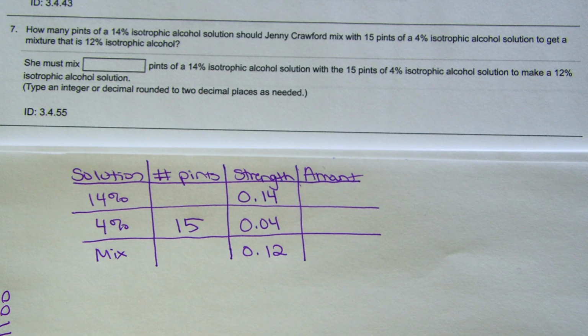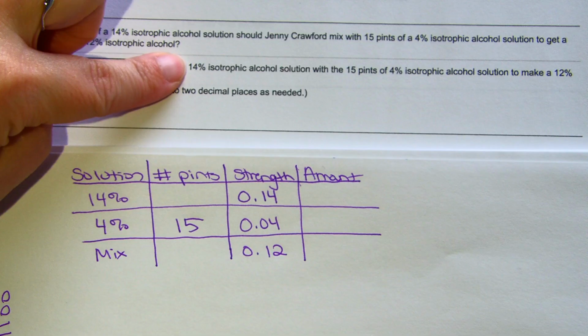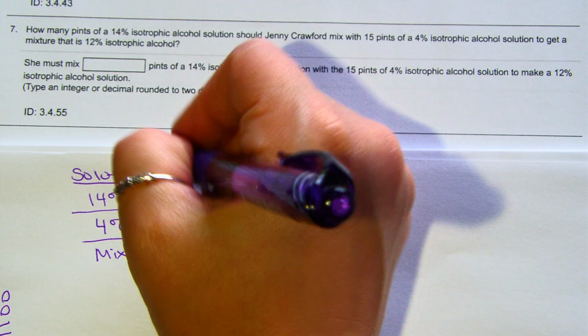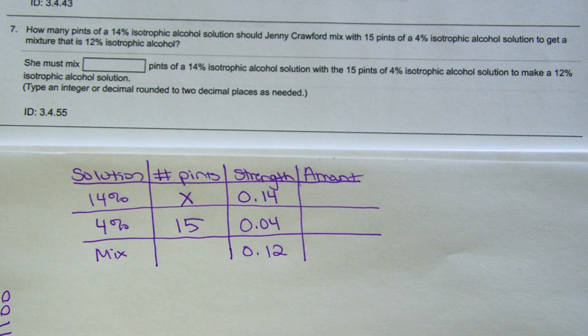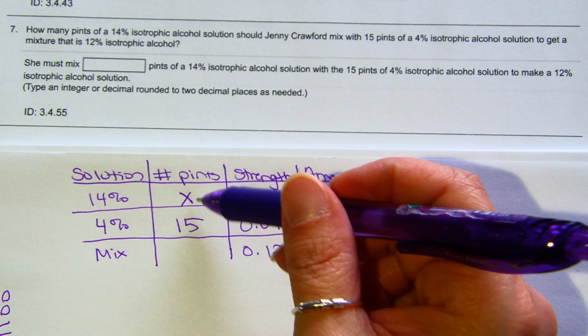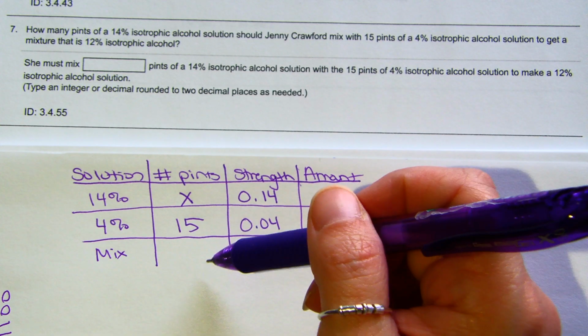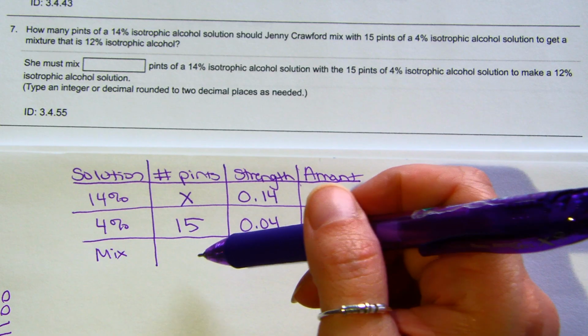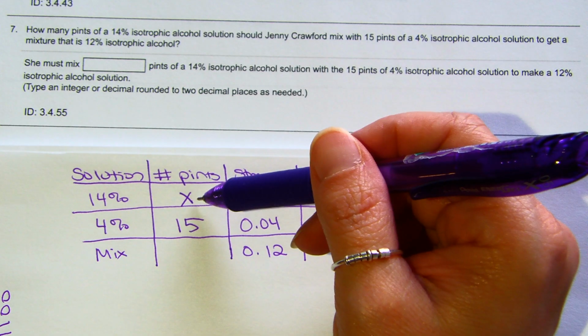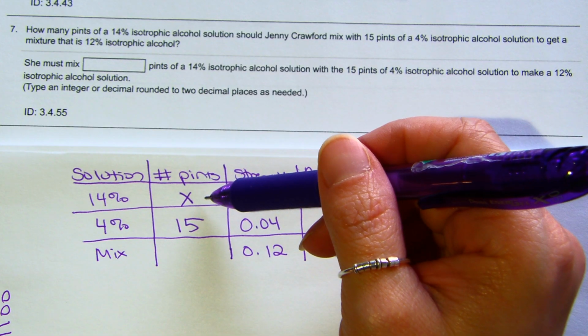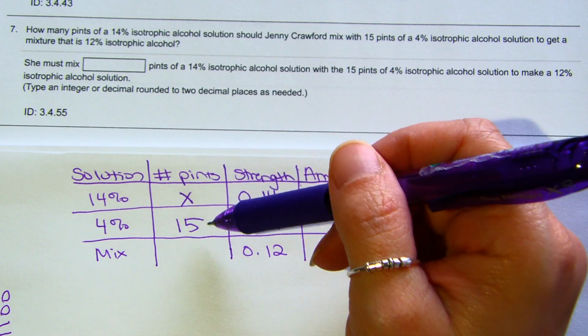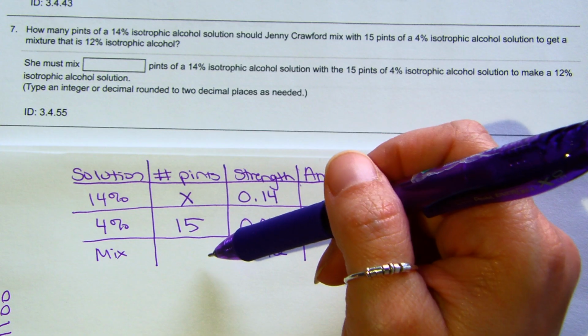Now you're like, okay, but we don't know how many pints of our mixture we're going to have. But we do actually, because we know we're going to have x amount of our 14%. We're going to have 15 pints of our 4%, which gives us how much here? If you're not sure, think about it like this. What if I said we had 1 pint of our 14%? If this was 1 and this is 15, how much total would we have? We'd have 16, right? Because we took the 1 plus 15 to get our mixture. We do the same thing here even with the variable. We take the x plus the 15. That's going to tell us how much of the mixture we're going to have.